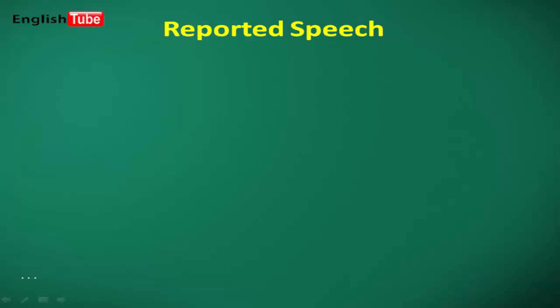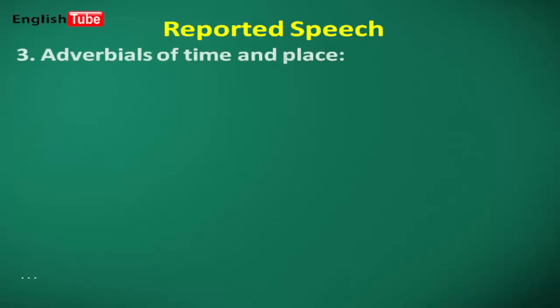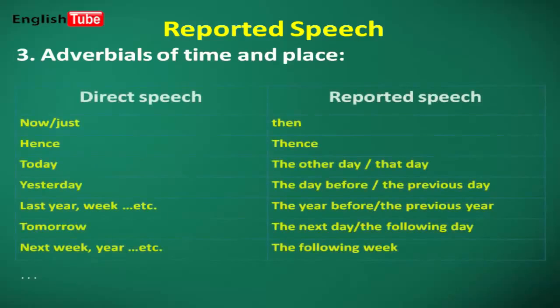Now let us have a look at some changes that occur at the level of adverbials of time and place. In direct speech, you may have certain indicators of time, for instance, now or just. In the reported speech, you will have to write then. You see the equivalent indicator of time in the reported speech. If you have hence in direct speech, it becomes thence. If you have today, in the reported speech you will have to write the other day or that day.